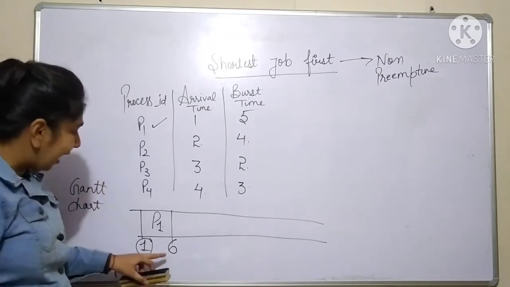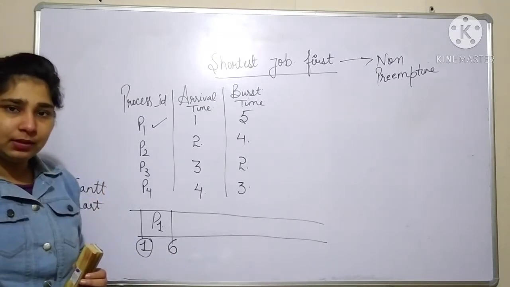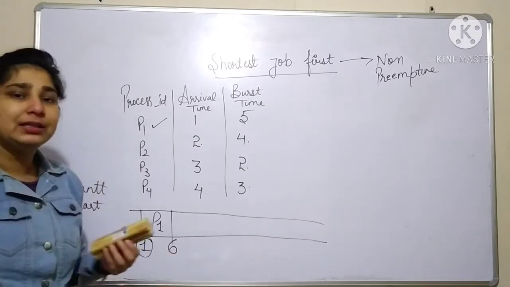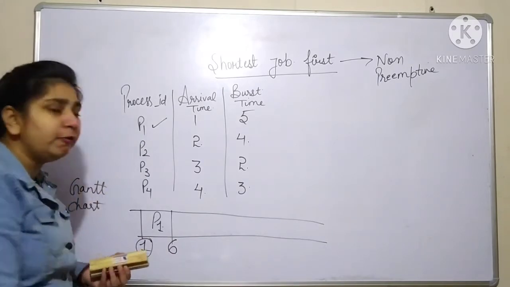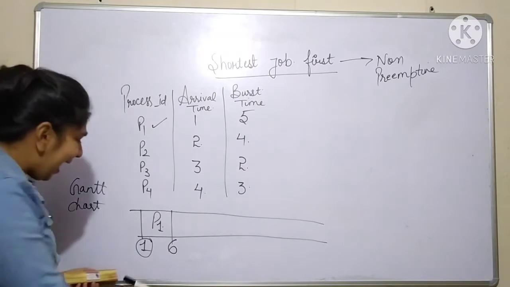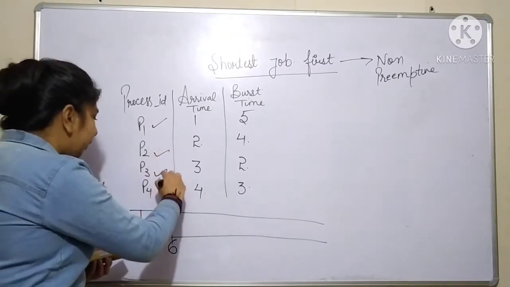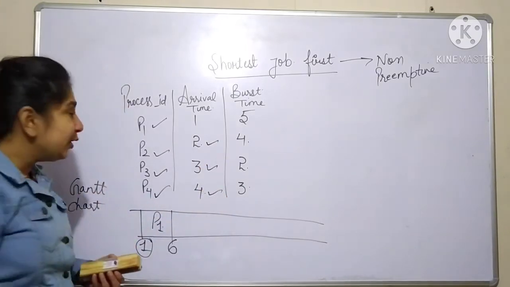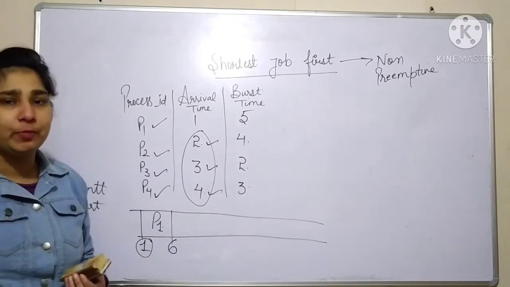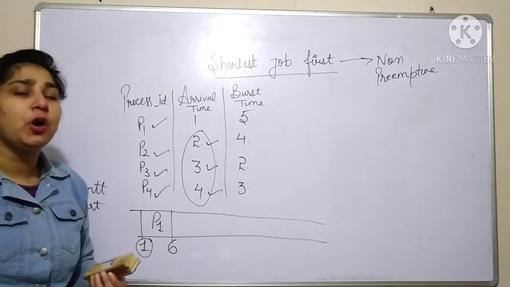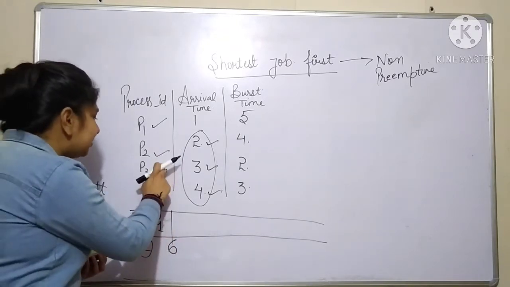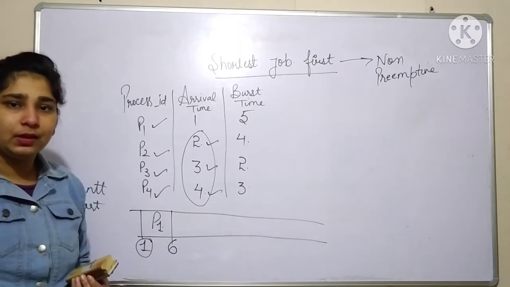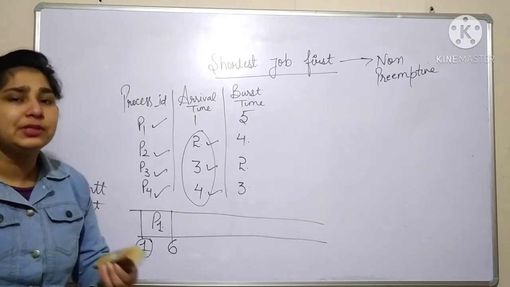So now your CPU is free at 6. Once your process P1 has been completely executed on the CPU, your CPU is free at 6 units of time. Now at 6 we have P2, P3 and P4, all present in the main memory, like 2, 3, 4. So your short-term scheduler has to pick one process out of these 3 and give it to the CPU.